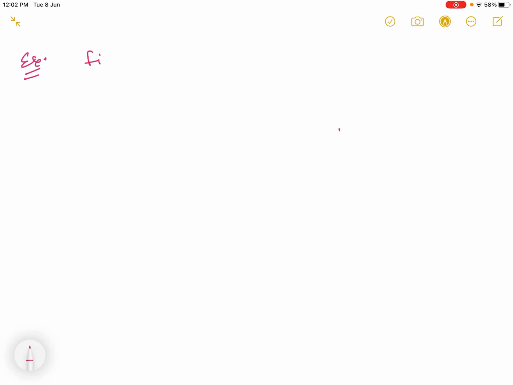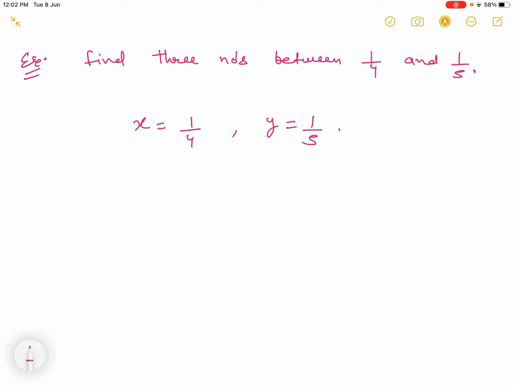Like, find 3 rational numbers between 1 by 4 and 1 by 5. So here x will be 1 by 4, y will be 1 by 5, and to find 3 rational numbers, first of all we will have to make a number line like this. This is 1 by 4, this is 1 by 5, right.